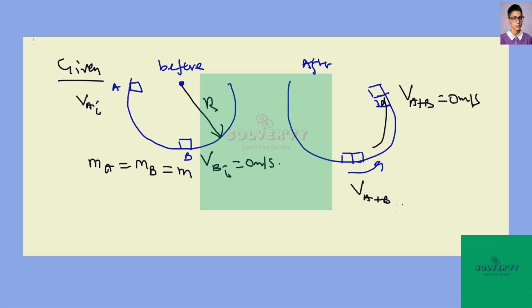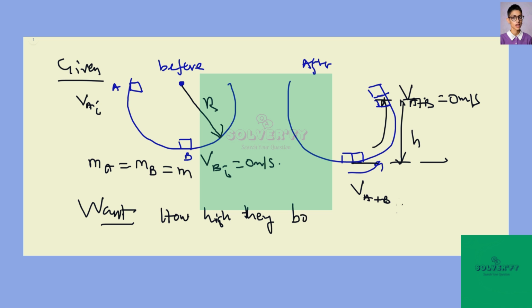So this is the information that we're given, and we want to find this height, h. Okay, that's the height we want to find: how high they both go when they collide with each other.